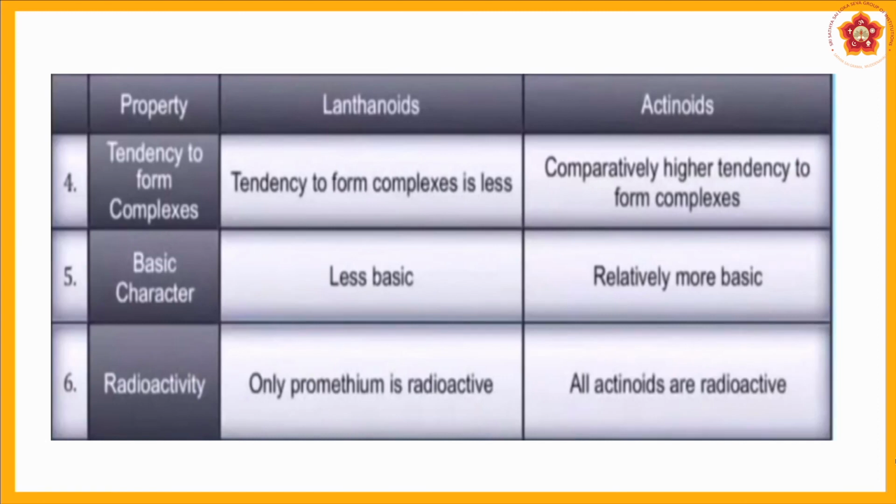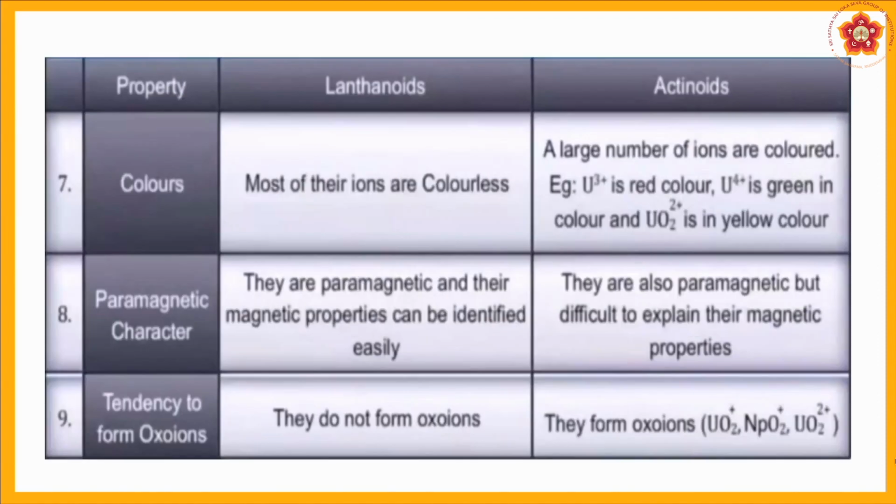Sixth one, radioactivity. We already discussed that generally most of these compounds in actinides are radioactive, and therefore their study is complex, whereas in lanthanoids we have only one element which is radioactive in nature. Colors. Most of their ions are colorless. This is attributed to the fact that these ions are able to be present as unpaired electrons, and that is why.